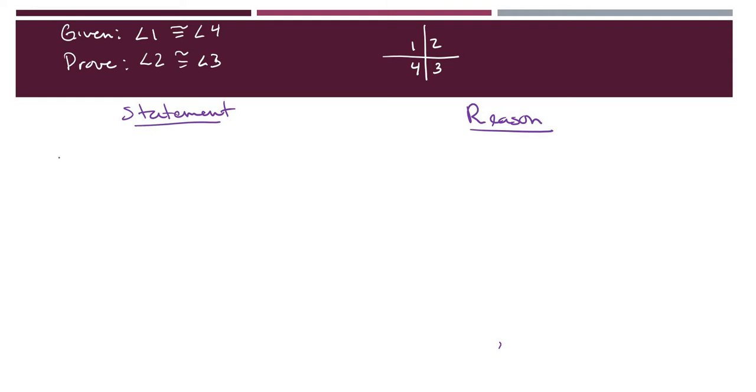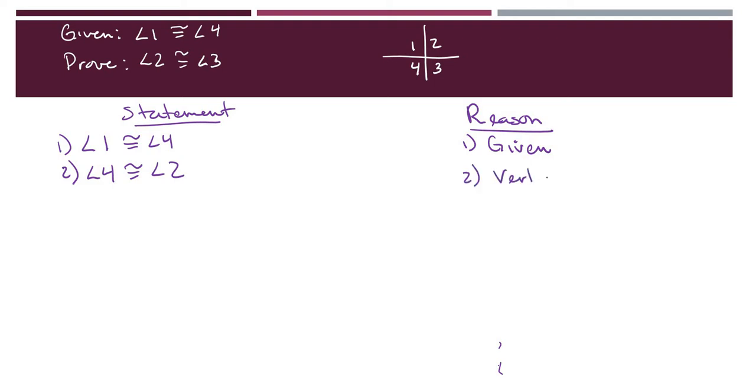So the first thing I'm going to say is my given information: angle 1 is congruent to angle 4. That is my given. My second statement is that angle 4 is congruent with angle 2, and that's by my vertical angle theorem. And that's all I have to write.